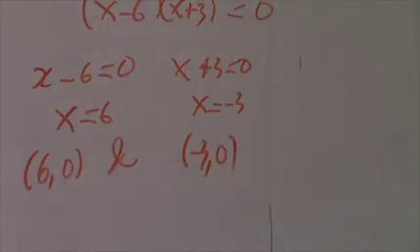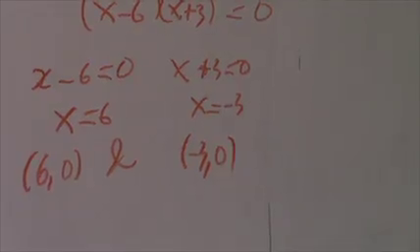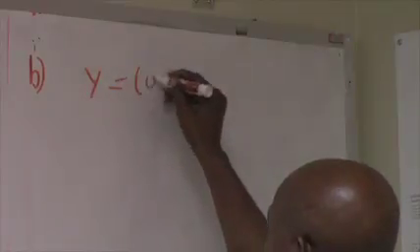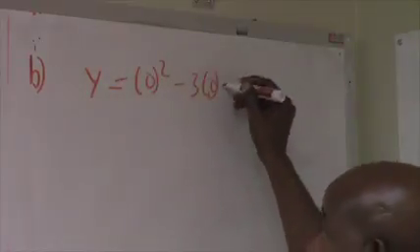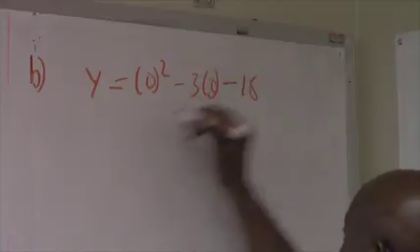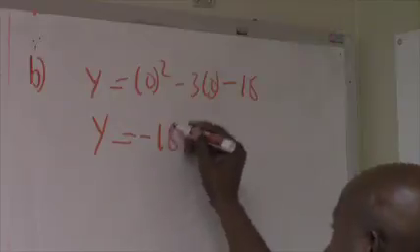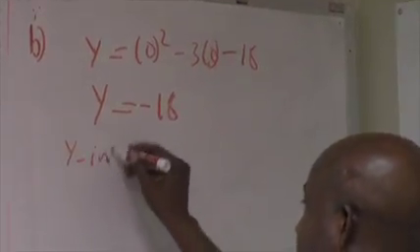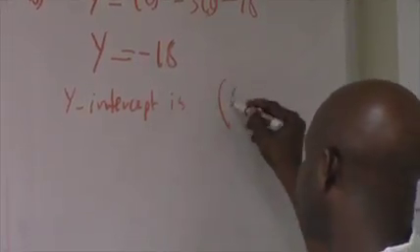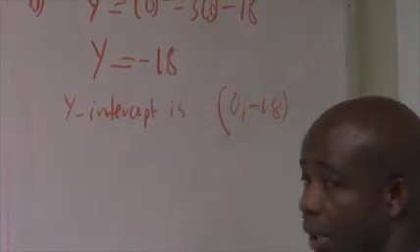0. For the y-intercept, we have to set x to be 0. So we go back to our equation and replace x with 0. So for B, we'll do y equals 0 squared minus 3 times 0, minus 18. So y will be equal to negative 18. So our y-intercept, for the y-intercept, x is 0, and that's negative 18.